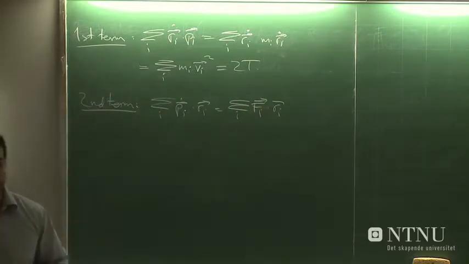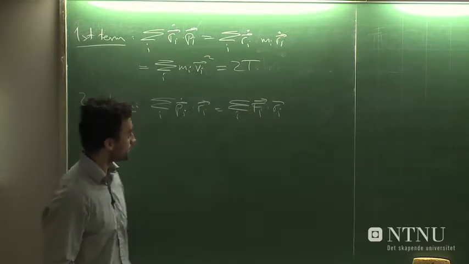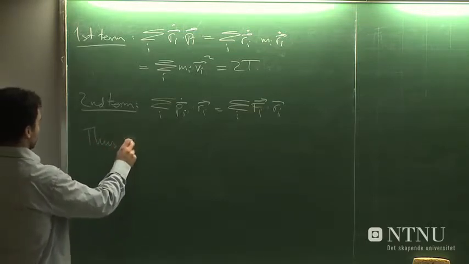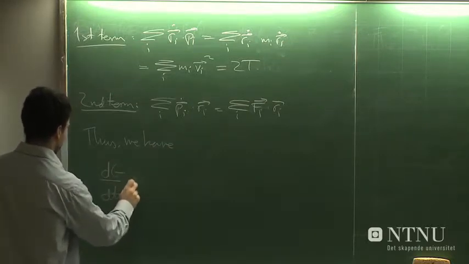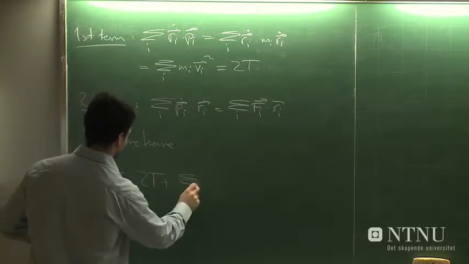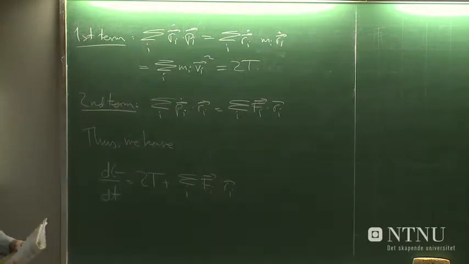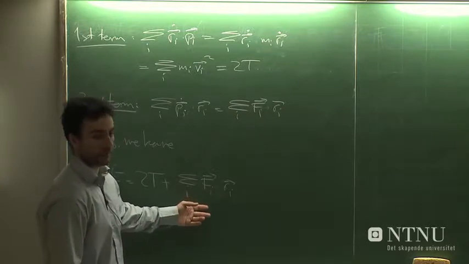The second term, unfortunately, we cannot manipulate very much. It's simply given as the sum over F dot R. So we have that the total time derivative of g may be written as 2 times the kinetic energy plus this force term.